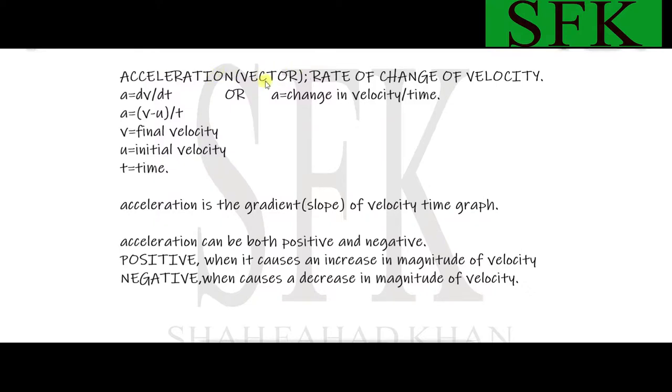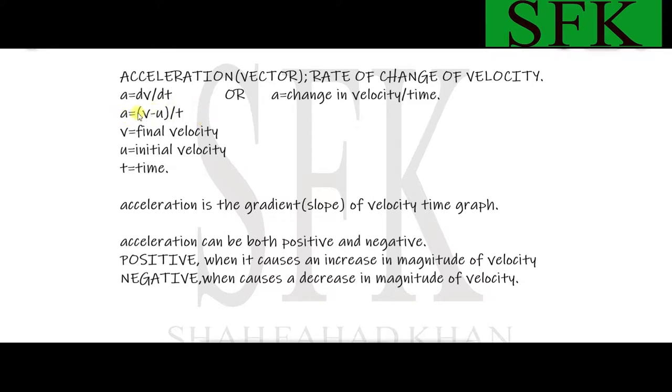Acceleration is a vector quantity. Acceleration by definition means the rate of change of velocity, which basically means the change in velocity with respect to time. Mathematically, it can be written as change in velocity divided by time. It can also be expressed as dv/dt, which means difference in velocity divided by difference in time.